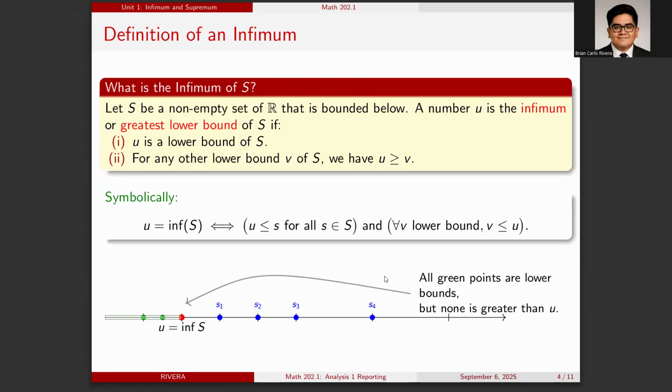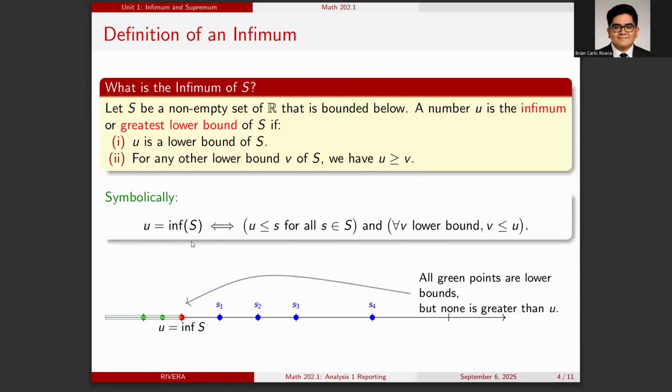So what is the infimum of S? We have to define the set first. Set S is a non-empty subset of the real numbers, and that set is bounded below. The number U is the infimum, or the greatest lower bound, of the set S if, number one, U is a lower bound of S, and number two, for any other lower bound V of S, we have U is greater than or equal to V, meaning U is the greatest among all of the lower bounds.